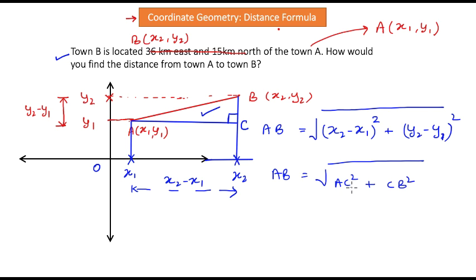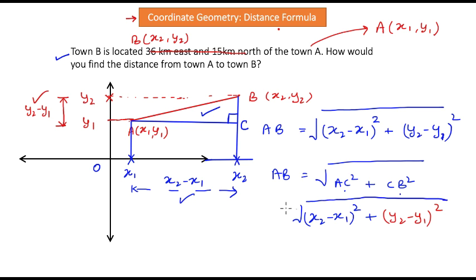And then you can simply replace the dimensions AC and CB with the respective x-axis dimension and y-axis dimension, just like what you see here, right? So AC is in fact x2 minus x1, and you will have a square of that, and CB is y2 minus y1, and you will have a square of that, and this whole thing will be under a square root. Well, this is exactly our distance formula that you just learned here, right?